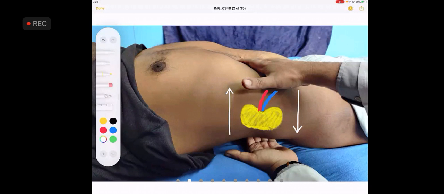If you have a ballotable swelling, what is the requisite that you must have a ballotable swelling? A ballotable swelling has something called a pedicle.